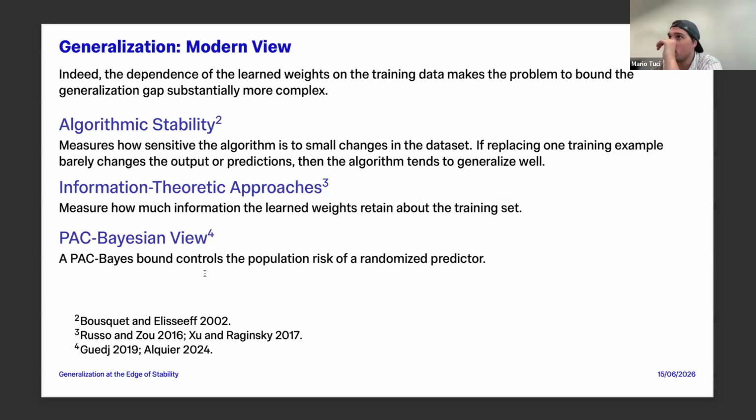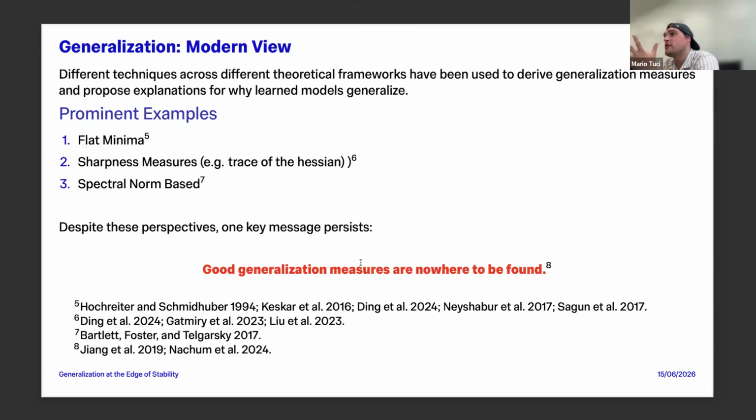But at the moment there is a common theme that good generalization measures are nowhere to be found. That's a problem, even though with those new approaches we incorporated the algorithm in learning theory. There are prominent examples. They show that maybe flat minima might be the reason why a model generalizes, so flat minima are better. Some sort of sharpness measure, like the trace of the Hessian, might be a good generalization measure. Also some spectral norm-based measures. But in the end, many papers show that when I try that for different models, there is no generalization measure which really works, even though we already improved the learning theoretic setup.